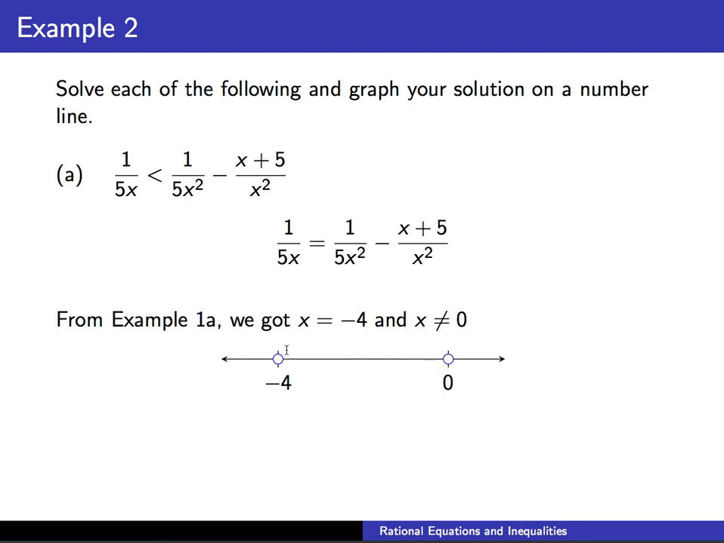So now if we test out a value that's less than -4 in the original inequality, we can then test out a value between -4 and 0 in the original inequality, and then test out a value greater than 0 in the original inequality. We'll see that values less than -4 will work, and that's it. So our only values that work in this original inequality are values less than -4.